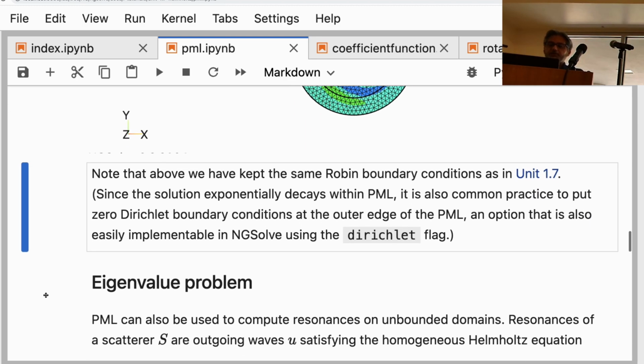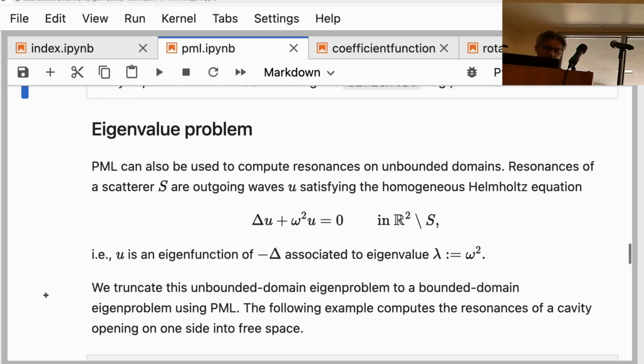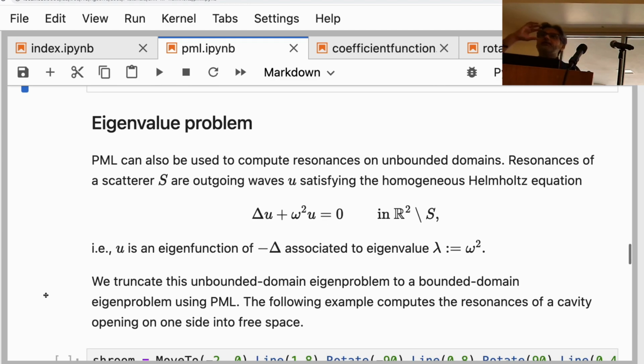Okay, now we can do the same thing for an eigenvalue problem. Yeah, Peter, what's a good rule for choosing the alpha? Sorry, I put you on the spot. Okay, for resonance problems, very complicated. For source problems, I think maybe you could look at the distance to, what's the strength of the wave at the entry to the PML, and then kind of estimate.